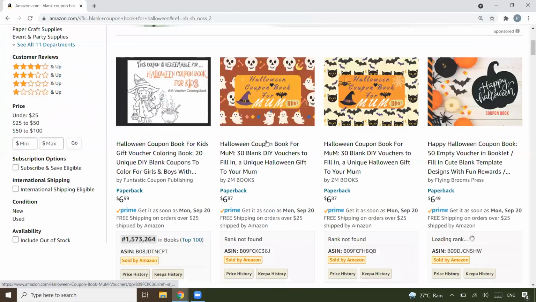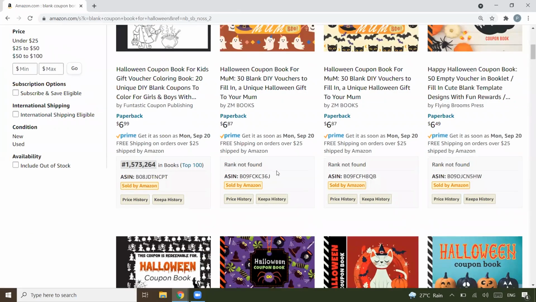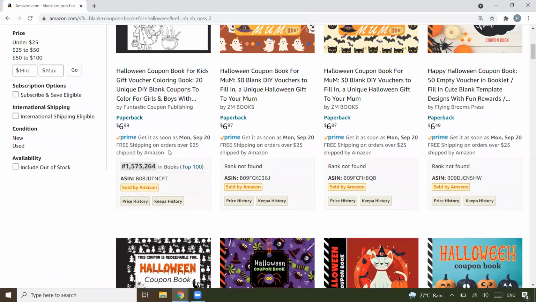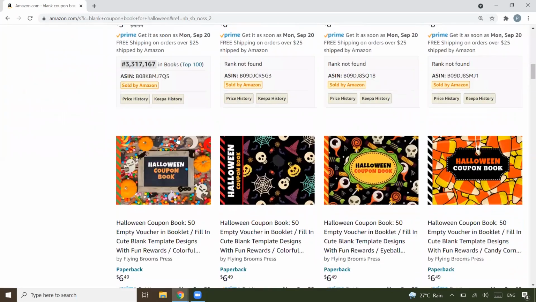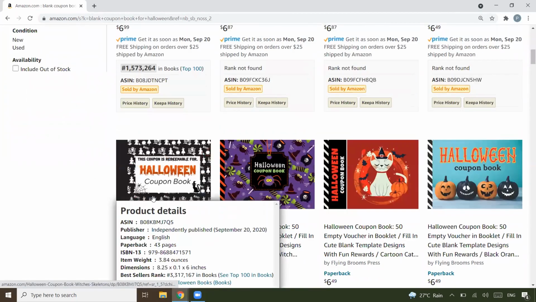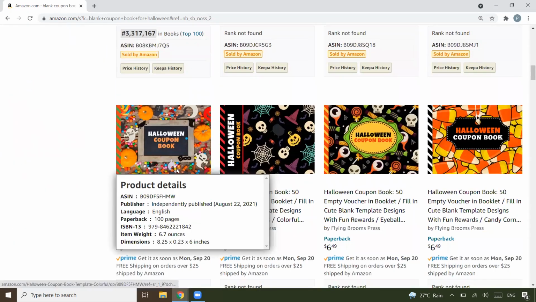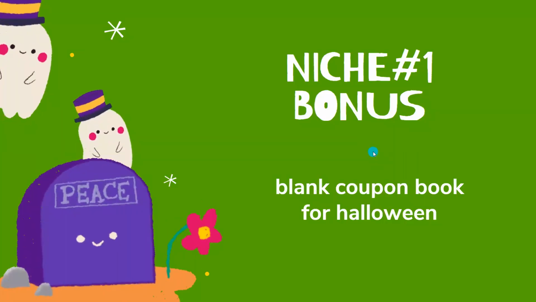And you'll see it has just 54 results. So that means very, very low competition. Some of the books do not have any BSR, which means they haven't yet got any sales, but certainly there are books which have got some sales. I'm probably assuming that during Halloween time, these books might get one or two sales. So definitely something to experiment with, something to try out. So this was our niche number one.